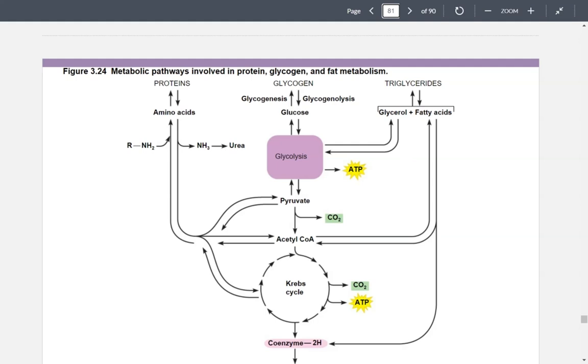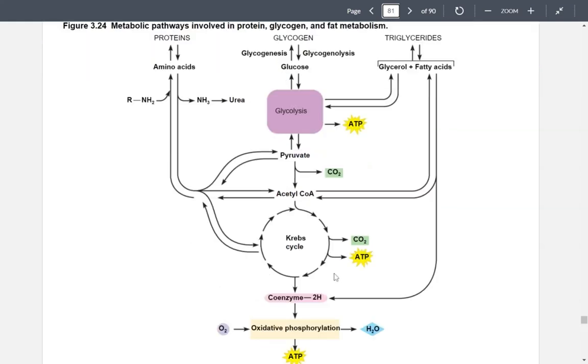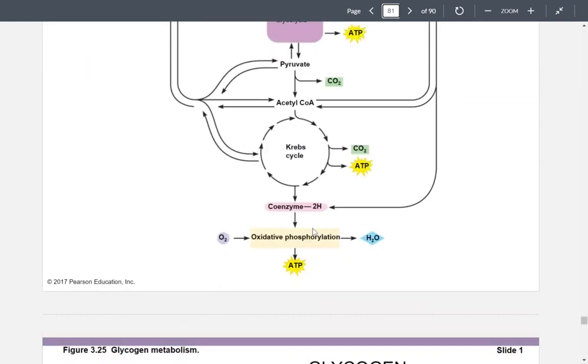Triglycerides, on the other hand, the glycerol group is actually going to come into the glycolysis stage. The fatty acids are going to be converted into acetyl-CoA, as well as coming in directly before oxidative phosphorylation.